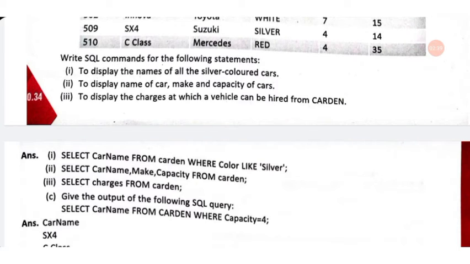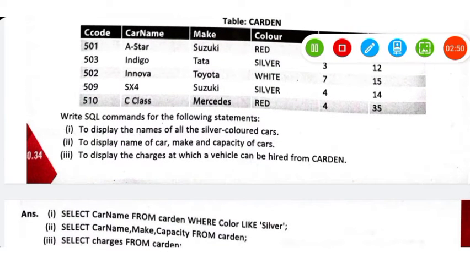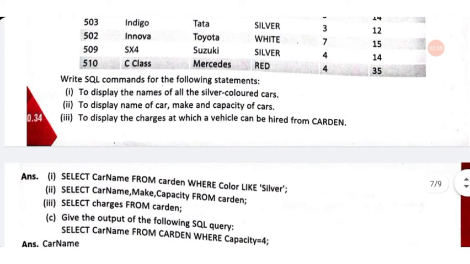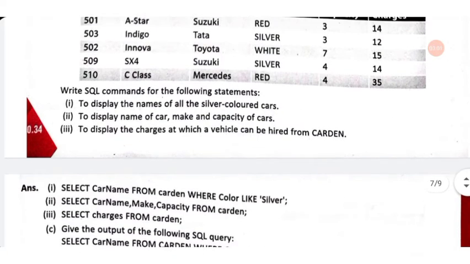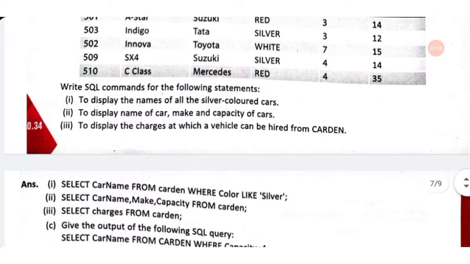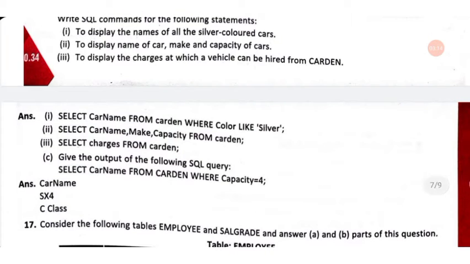The next, to display the charges at which a vehicle can be hired from garden. Display the charges. So only you have to display what? The charges at which the vehicle can be hired from garden. So only select charges from garden.